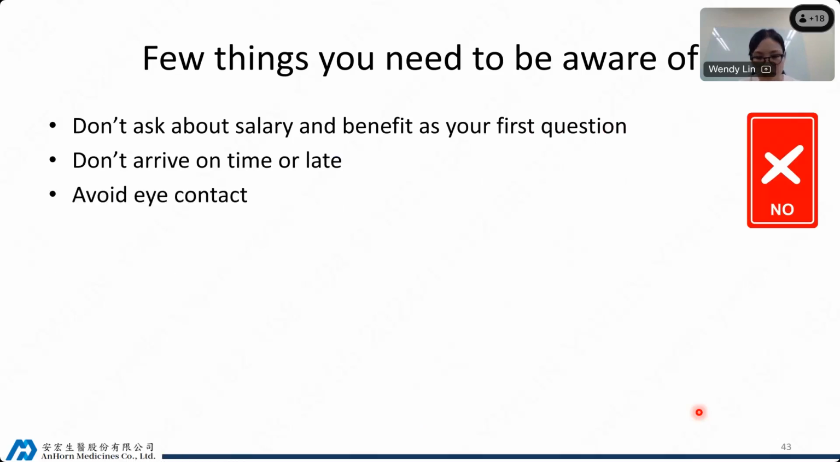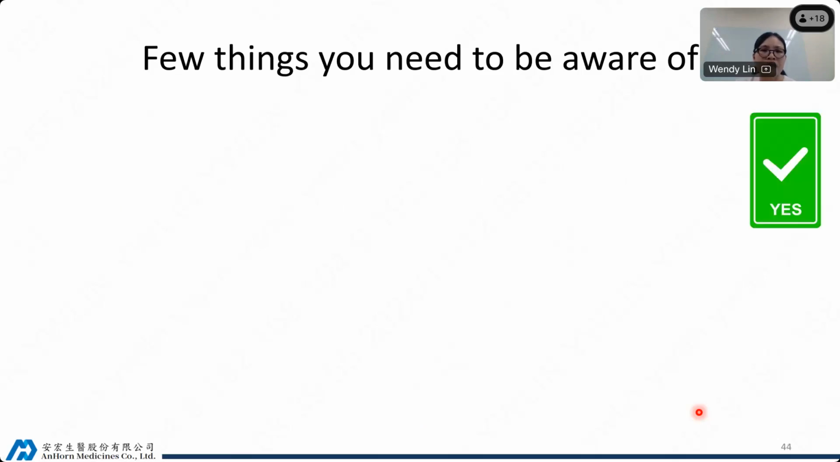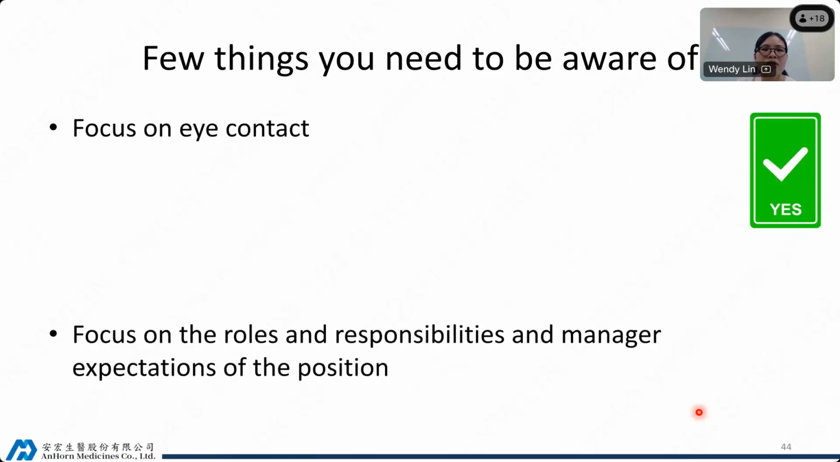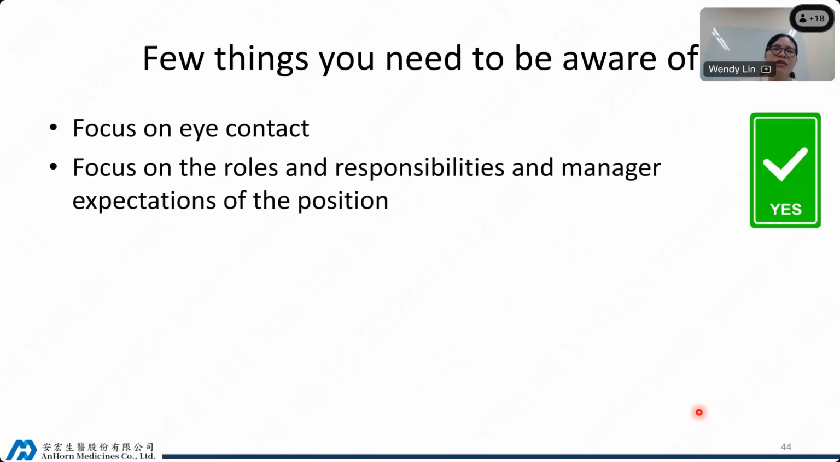And probably some candidates will avoid eye contact during the interview. I think that is a red flag during the interview, because if you avoid eye contact, it means that probably you don't have enough confidence in yourself. So I think having direct eye contact is important in interaction with people. You can practice your eye contact at home, or you can practice your interview with someone else and focus on your eye contact.